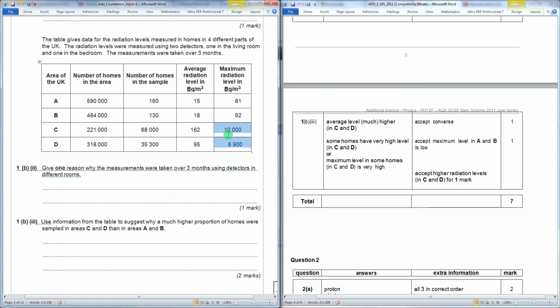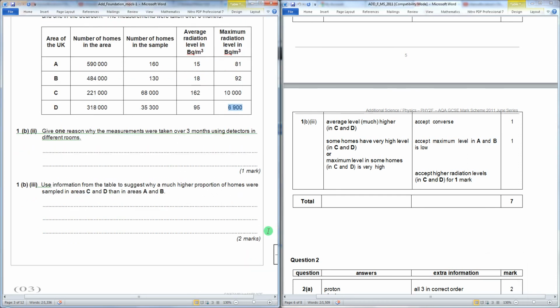It also wants you to mention the maximum level, and this is in some ways more important. If you imagine that you're living in a house in C and D, what this means is that some houses in area C and D have massively higher levels of radon. Now, you're not going to know which ones it is necessarily unless you sample a very large number. So the real main reason for the large number of samples is because some houses have very, very high levels, and it's important to find out what those are. Okay, so the maximum level in some homes in C and D is very, very high, is the second mark there. And that's it for out of 7 now.